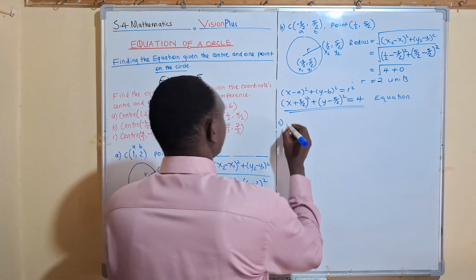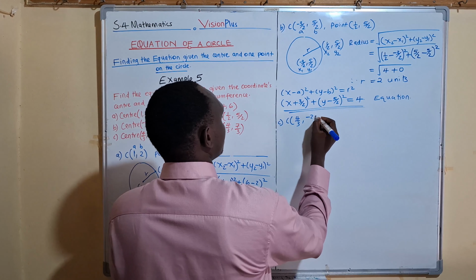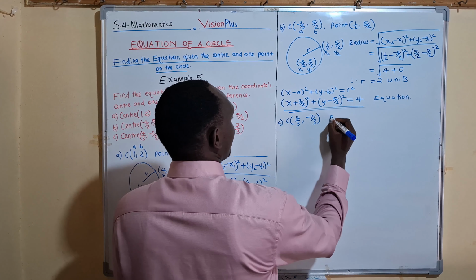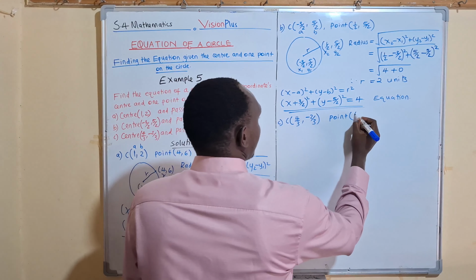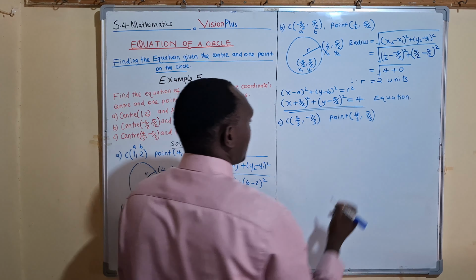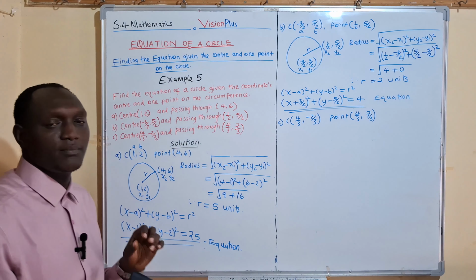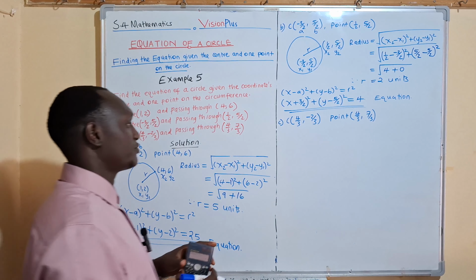The center is 4 out of 3 and negative 2 out of 3, and the point on the circumference is 4 out of 3 and 7 out of 3. Remember, it is a coordinate. Any point is defined by two values. Go to coordinate geometry, please.